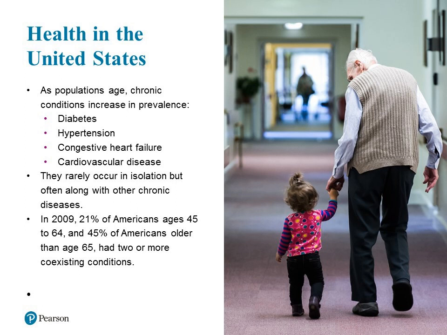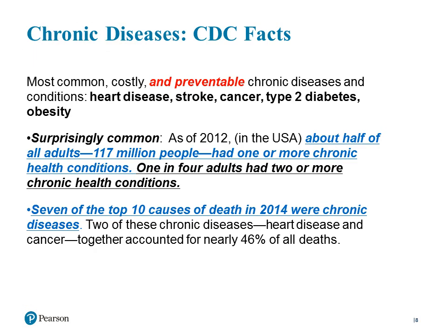You see that in 2009, 21% of Americans ages 45 to 64 and 45% of Americans older than age 65 had two or more coexisting conditions. Chronic diseases and conditions like heart disease and stroke and cancer and type 2 diabetes, obesity, and arthritis, those are among the most common, the most costly, but also preventable of all health problems.